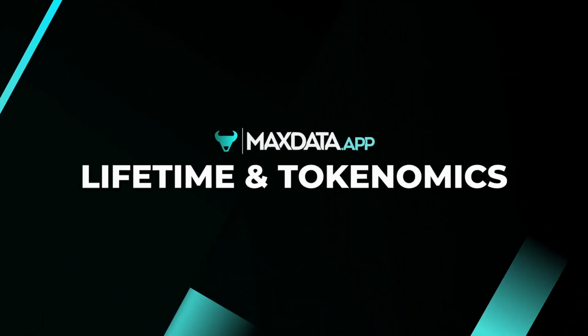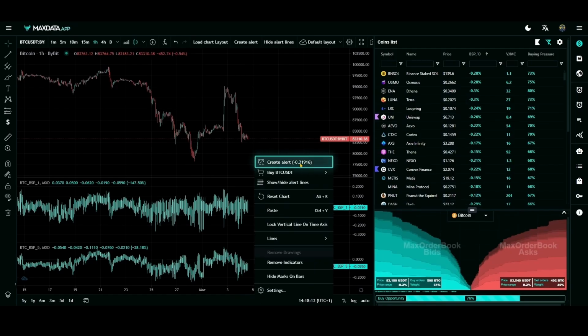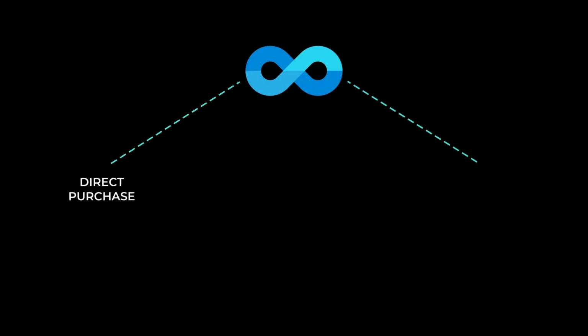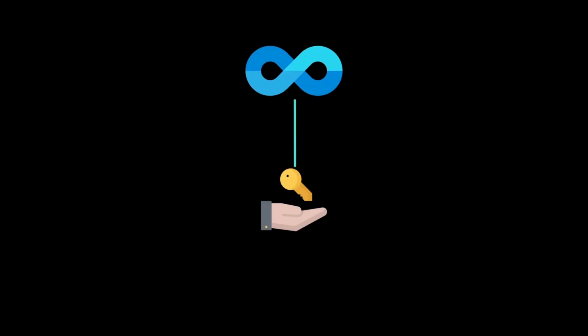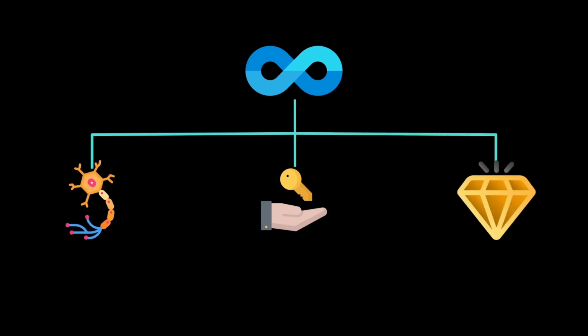Let's talk about tokenomics and lifetime access. The goal of Maxdata.app is to build tools that provide an edge in speculation and trading on the cryptocurrency market. The long-term roadmap ultimately envisions Maxdata.app evolving into a full-fledged exchange. Currently, access to the features discussed is available through a subscription, but in the future, the most advanced features, such as automations using neural networks, will be reserved for a select group of users who hold a sufficient number of the project's tokens.